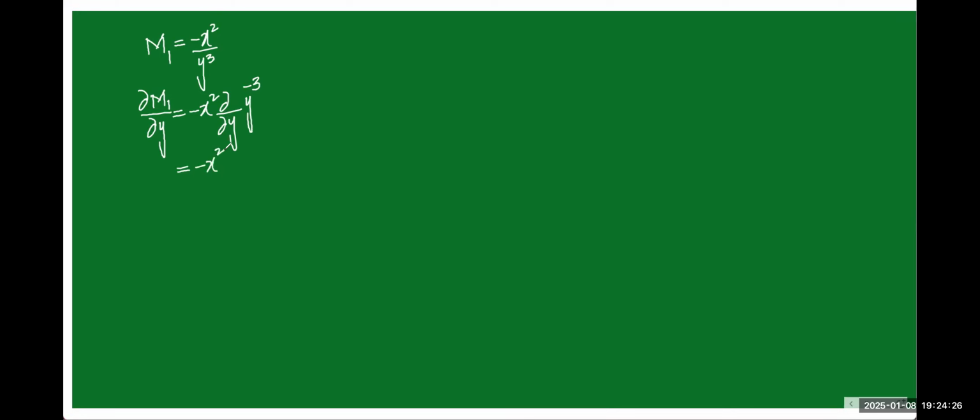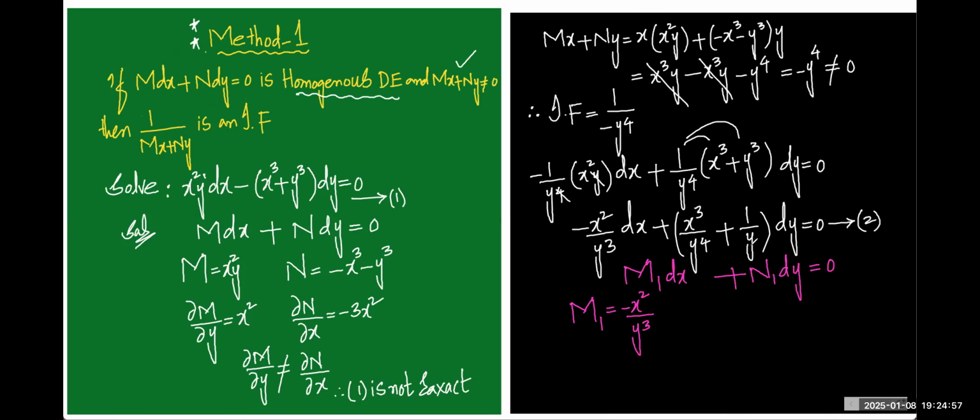Minus x square as it is. Derivative of x power n formula: n x power n minus 1, so minus 3 y power minus 4. Is it correct? Minus into minus plus 3x square by y power 4, since y power minus 4 can be written with y power 4 in the denominator. I am bringing it to the denominator. This is dou M1 by dou y value. Similarly, we see what is N1 here. Our N1 is this, we do this when y is in the denominator. What is N1 here?